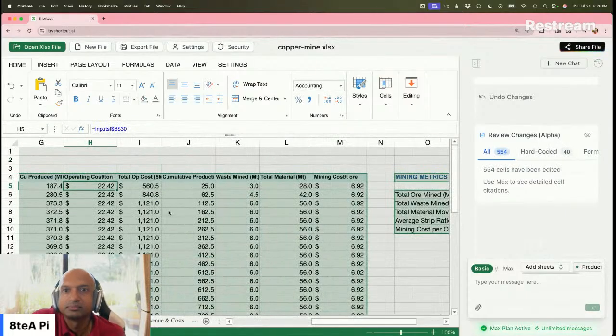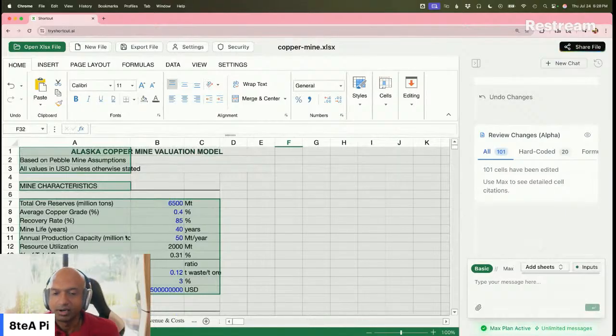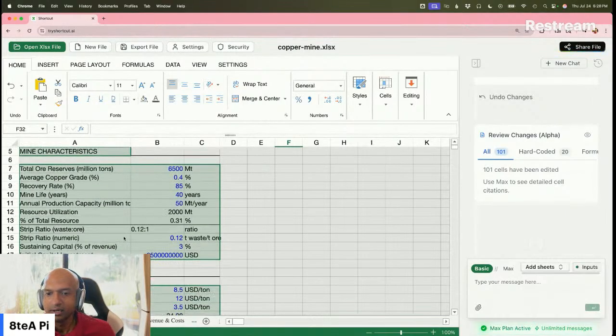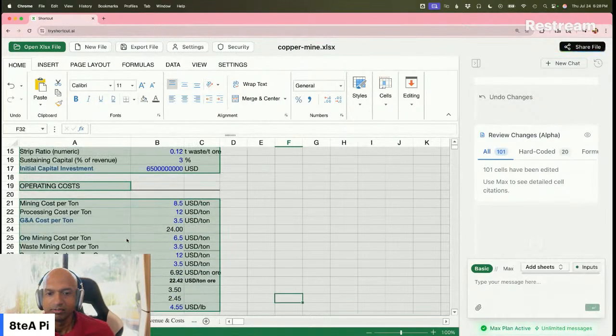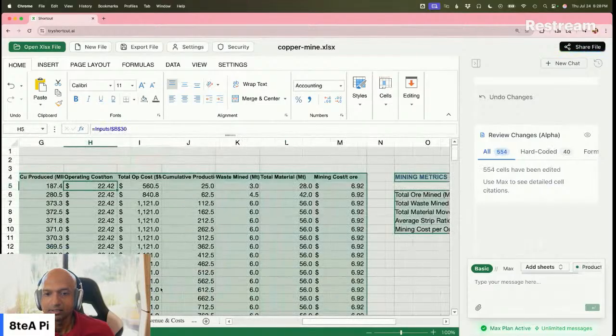Production model. All right. Revenue and costs. Revenue, operating cost, EBITDA. All right. Okay, so at least the inputs are in the right color now. Initial capital investment, 6.5 billion US dollars. Base case. Let's look at the valuation summary.